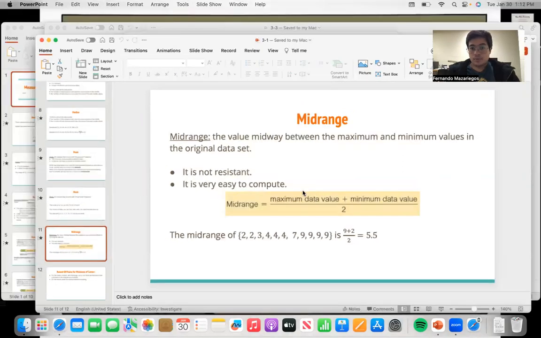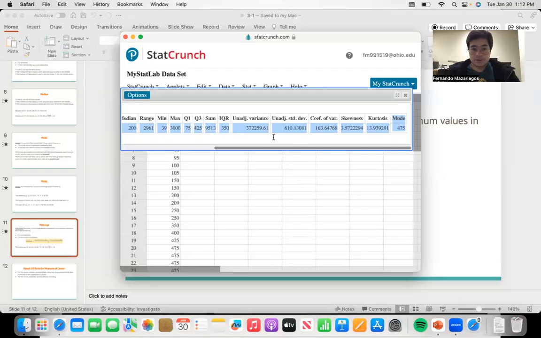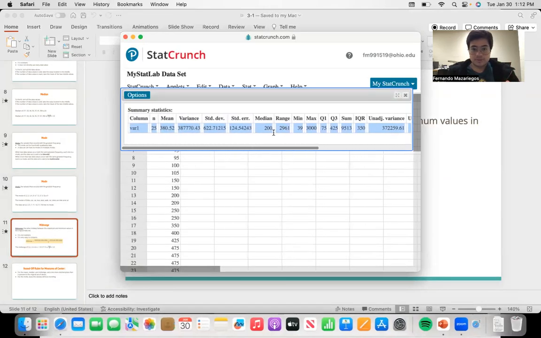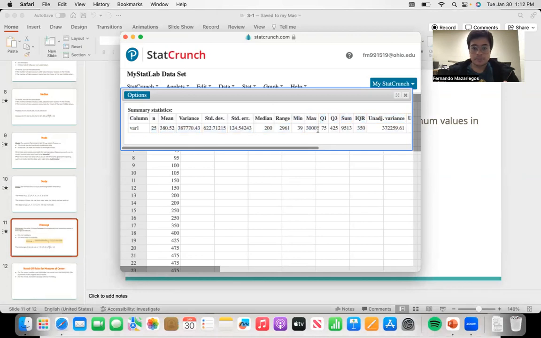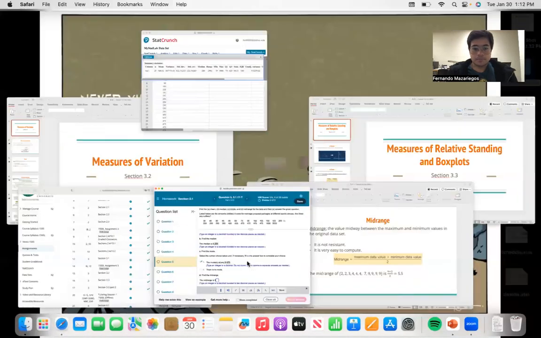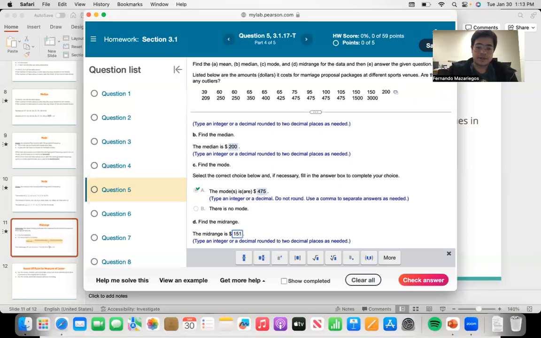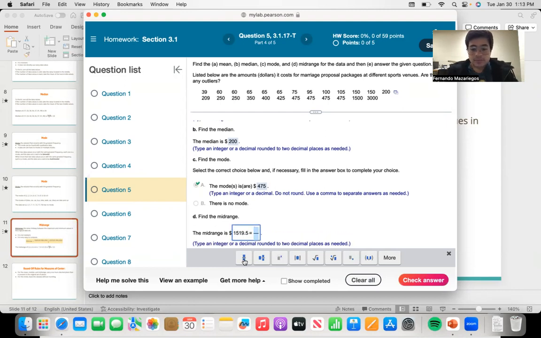So let's go back to our StatCrunch results. Here we can see what the maximum and minimum are. So we have 39 and 3,000. We want to add those two together. And then we divide by 2, which gives us, I'm going to go back to the problem, 1,519.5. Remember, I got this from doing 39 plus 3,000 over 2, because that's the minimum plus the maximum over 2.